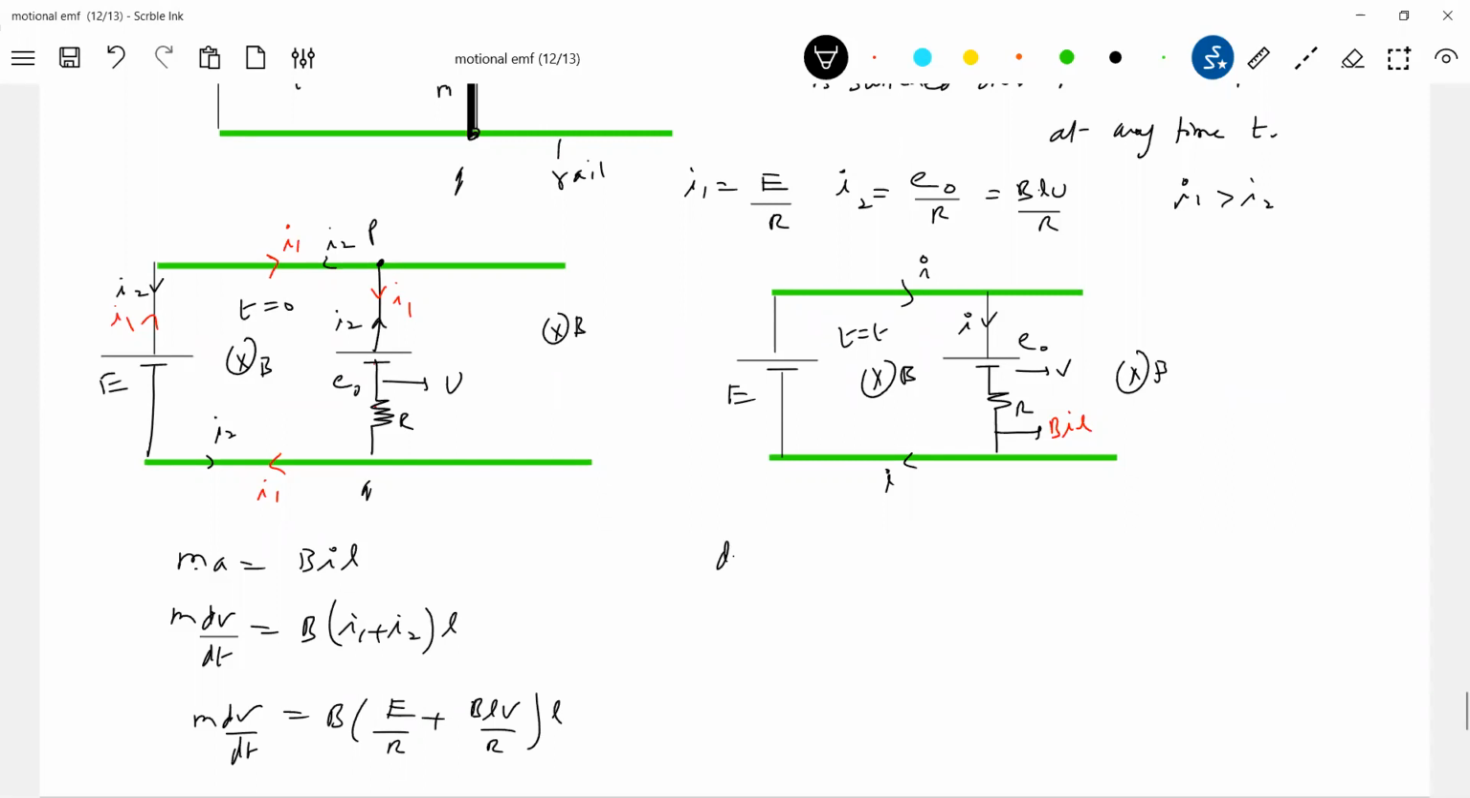So this will become now dV by (BE plus B square L square V) dt by mR. Then integrate this from 0 to the initial velocity U given, and at any instant of time let V be the velocity. Again, you'll get an expression. The velocity, this will be B square L square by E.